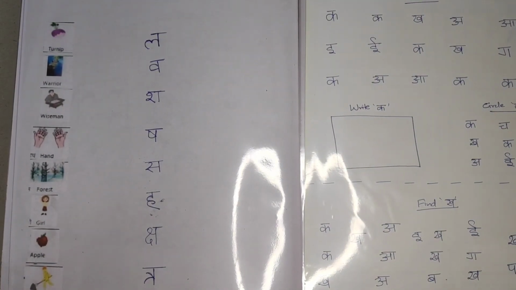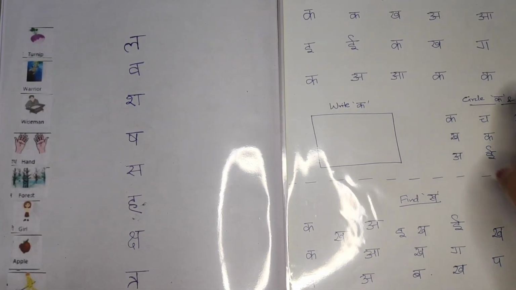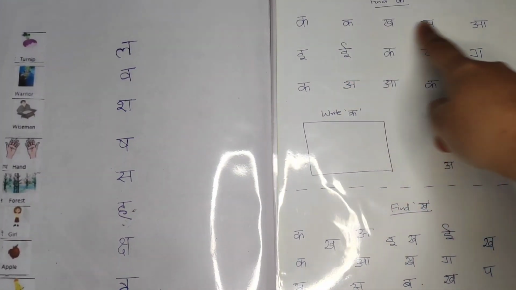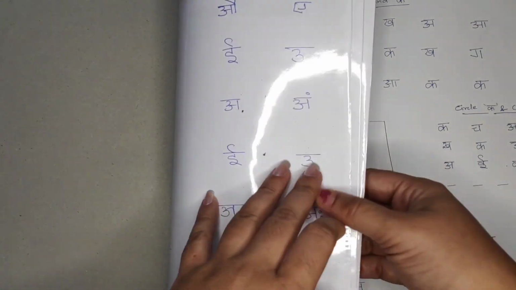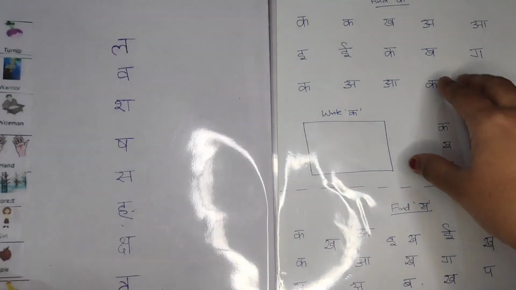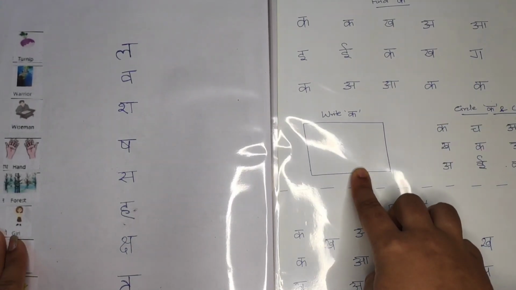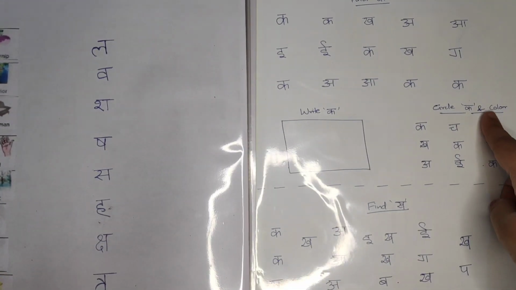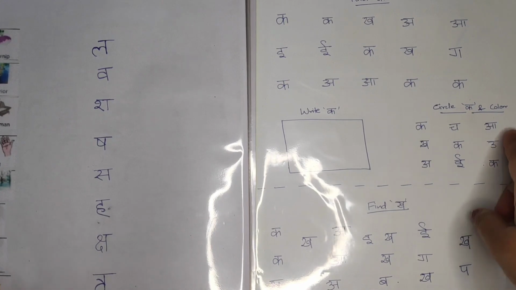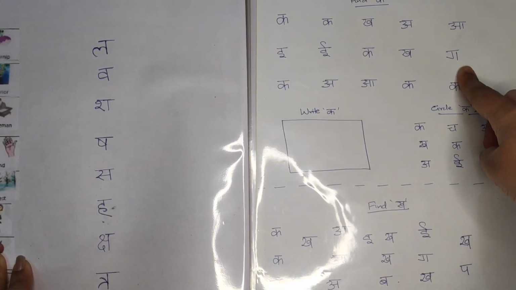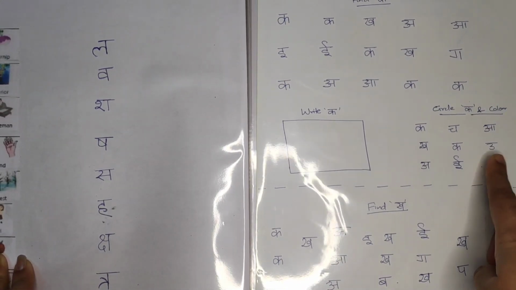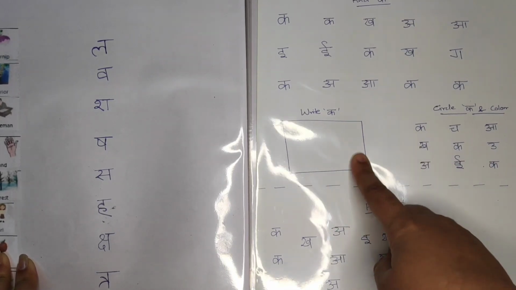Now next I'll show you this one, find Ka. How we have done it for the swar, for this one, in the same way, a smaller part if you want. So find Ka, write Ka, and then again circle and color it. So this is only finding Ka. Here it is finding out, circling and coloring, and here how to write.